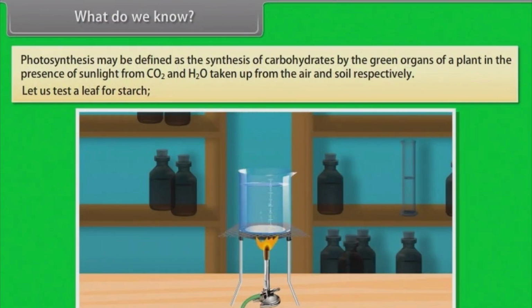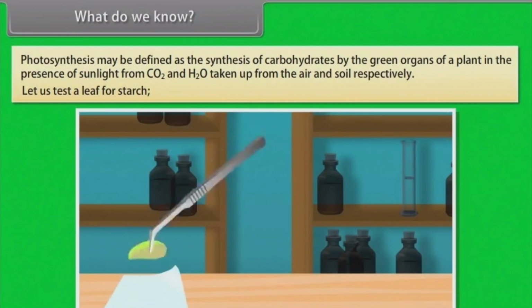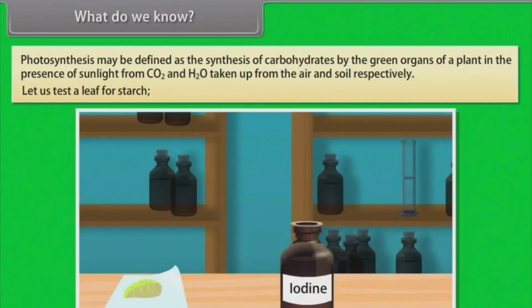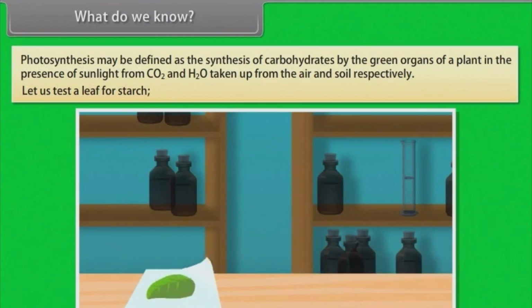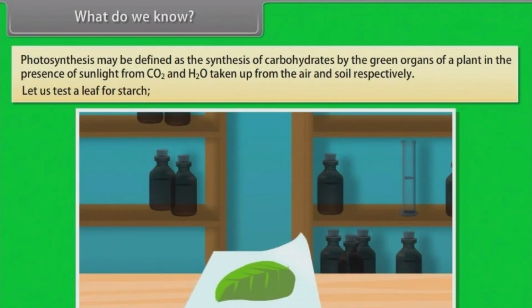Now remove the leaf and wash it with cold tap water. Now spread the leaf on a white surface. Add a few drops of iodine solution on the leaf and the leaf turns dark blue in color, which indicates the presence of starch and also proves that photosynthesis occurs.